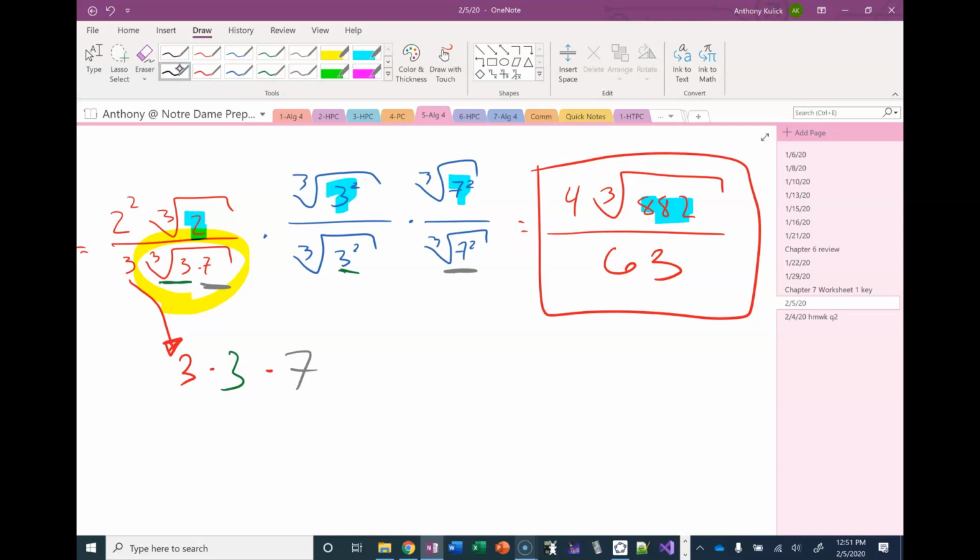What do you guys think? Any more questions on this sheet? Henry? Can you just do 5? Sure.